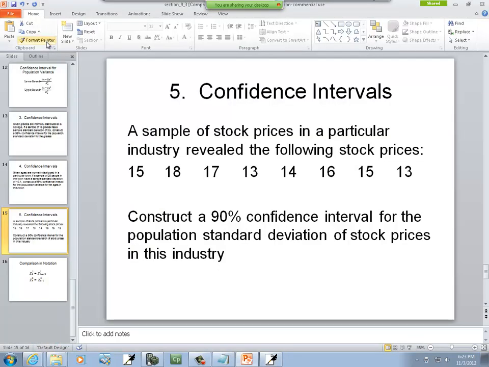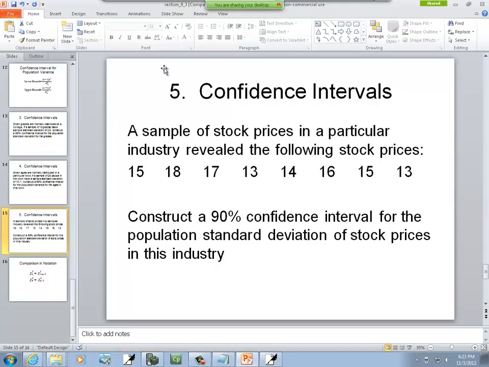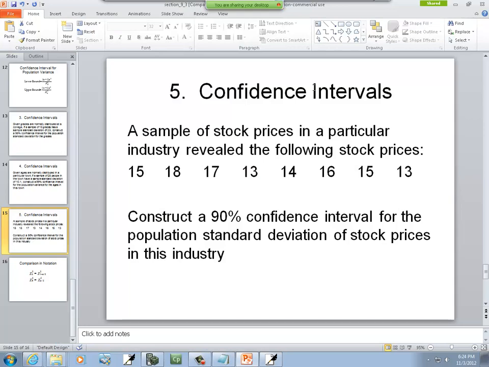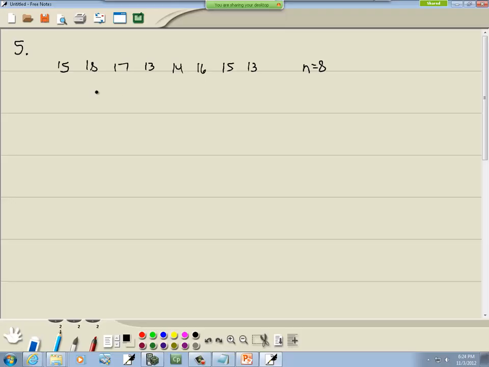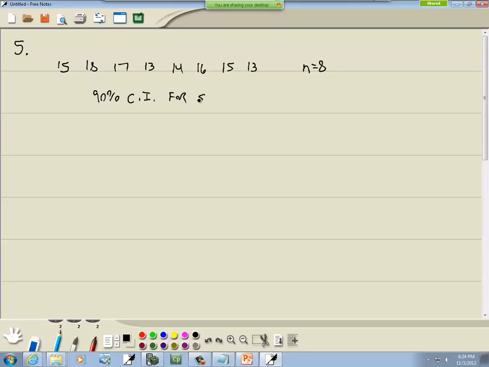Here, where it says a sample of stock prices in a particular industry yielded the following stock prices: 15, 18, 17, 13, 14, 16, 15, and 13. 1, 2, 3, 4, 5, 6, 7, 8. There's 8 of them. Well, that tells us n is equal to 8. That's one of the things we needed for our formula, wasn't it? It says construct a 90% confidence interval for the population standard deviation. For the standard deviation.